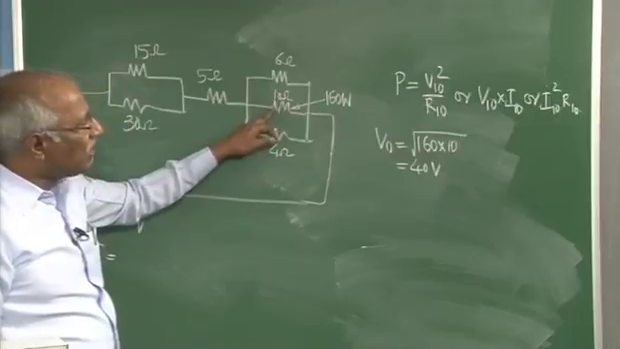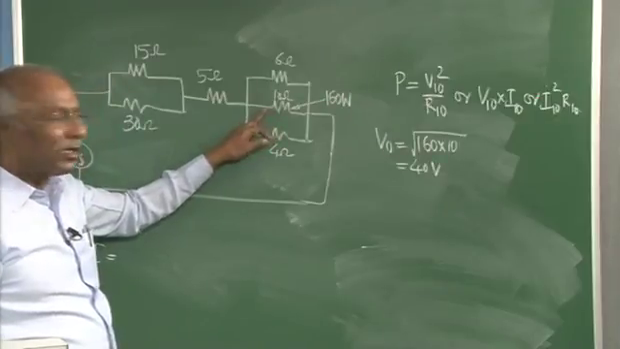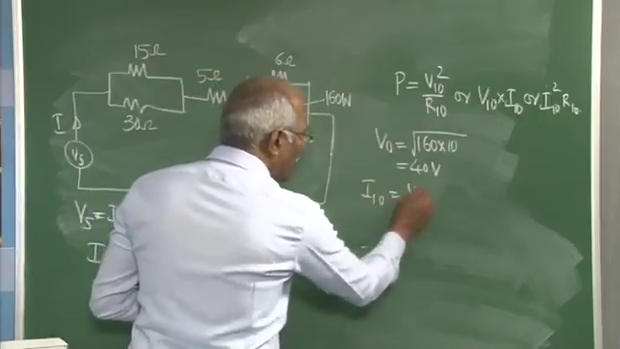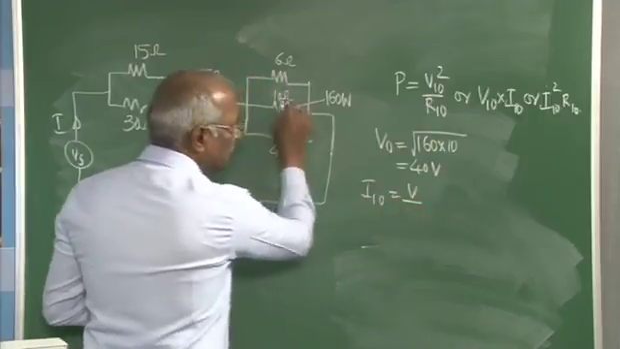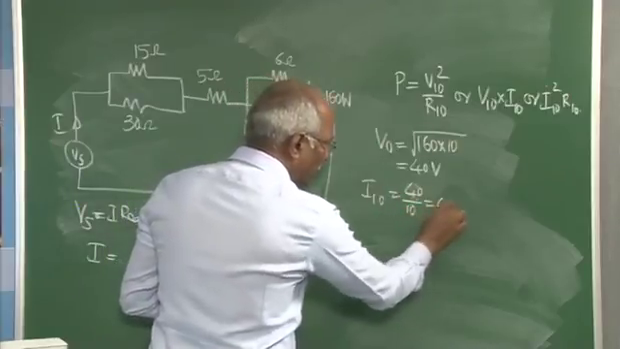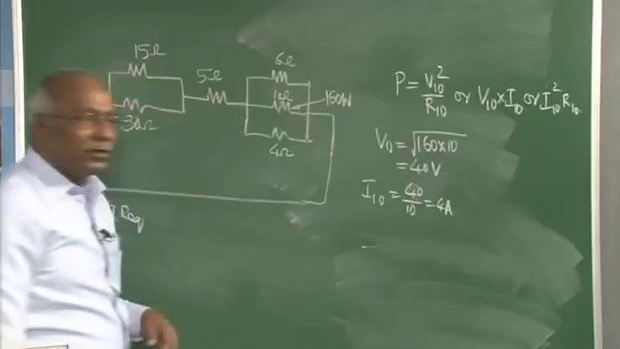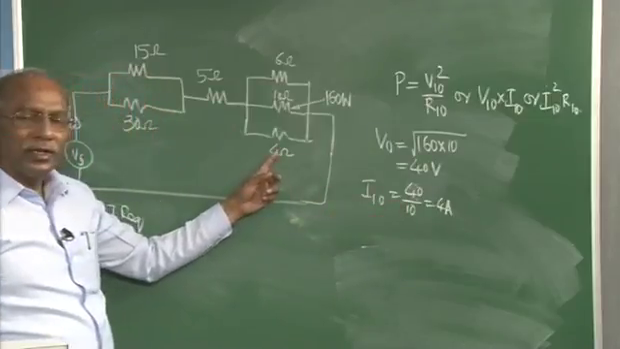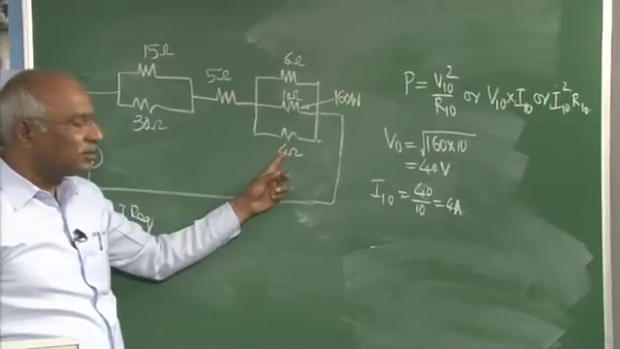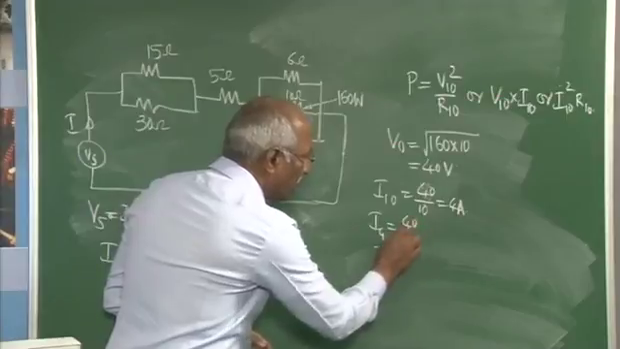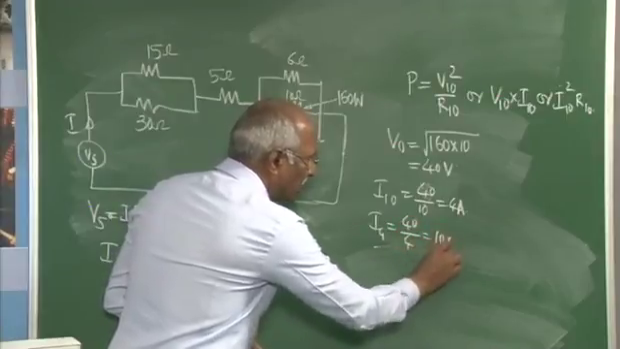Once I know the voltage here, I can find out what's the current also. What will be the current? The current through this, I10, will be equal to V divided by the resistance. This is nothing but 40 divided by 10, which comes to 4 amperes. Once I know this voltage, I can find out the current in this one also. Obviously, I4 will be equal to 40 divided by 4, that comes to 10 amperes.